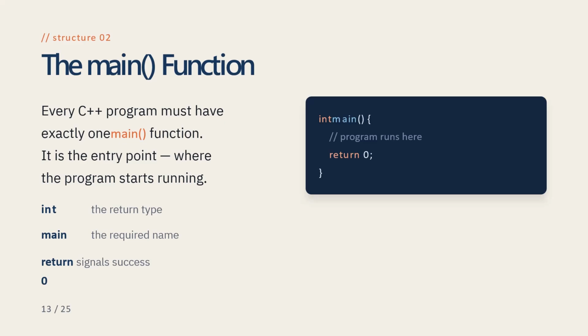And here comes the main function. Every C++ program must contain exactly one main function because it serves as the entry point of the program. Execution starts from here and continues statement by statement. The statement return 0 indicates that the program has completed successfully.